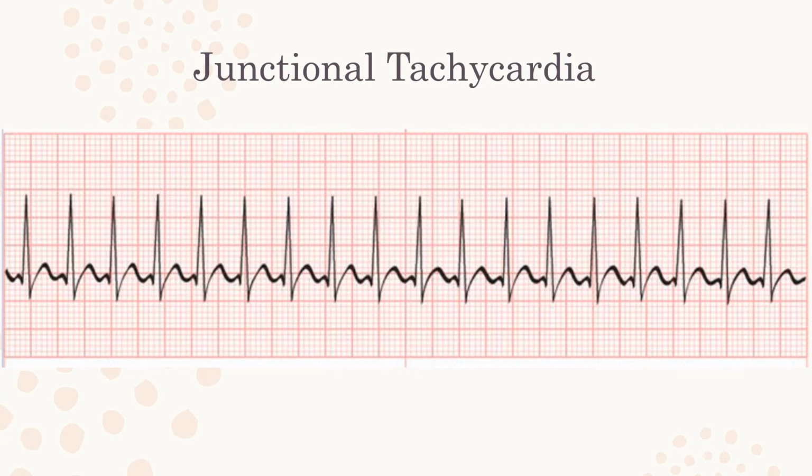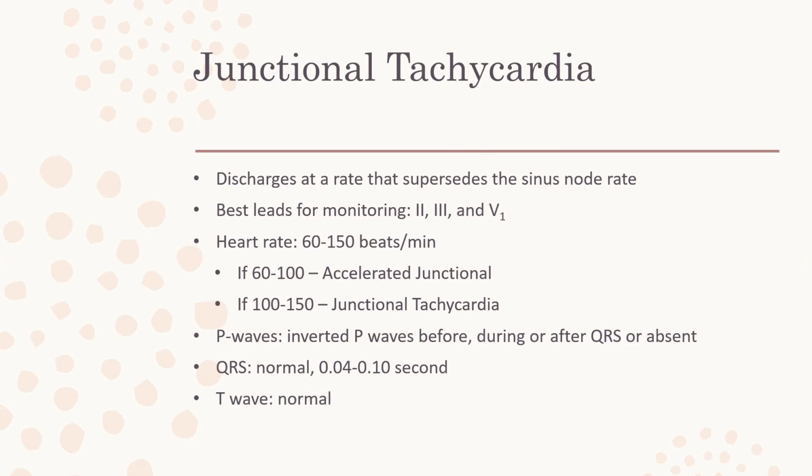Here's another example of a junctional tachycardia. In this one you can see the P wave is right on top of the QRS, basically. You can't even really measure a PR interval. The rate looks like it's a little higher than 150, maybe around 160. So that's another junctional tachycardia.